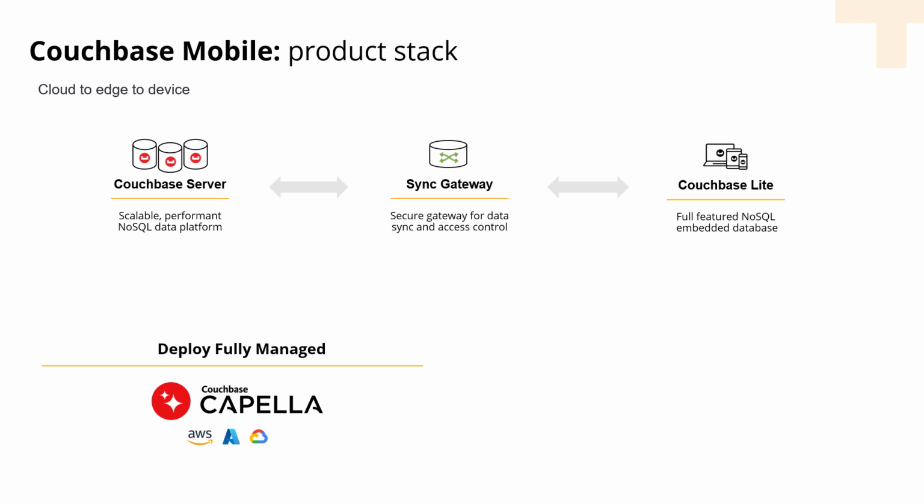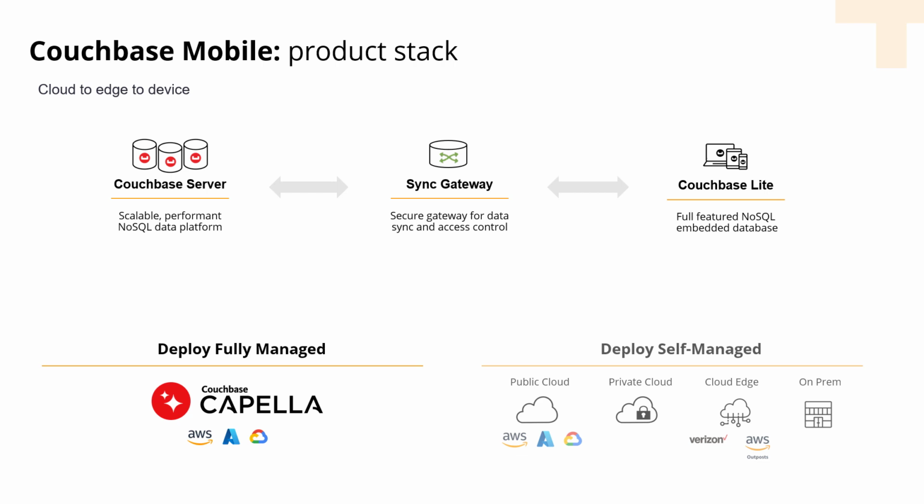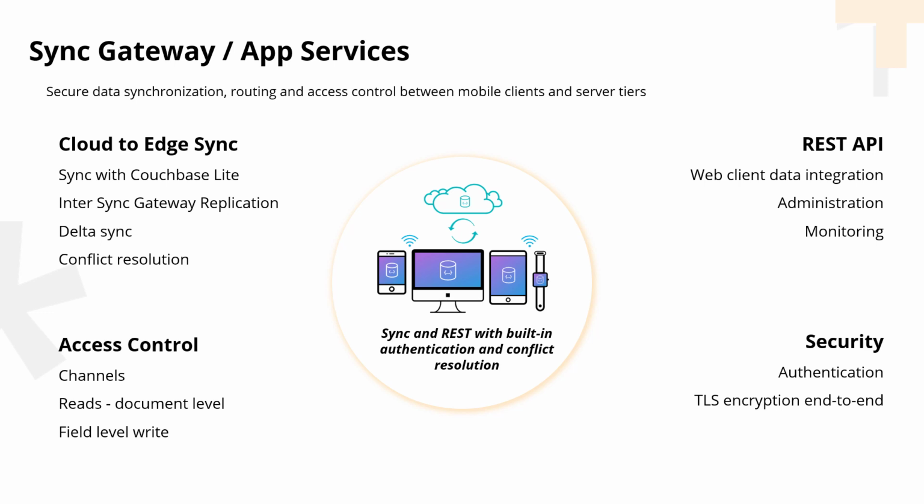These capabilities can be deployed two ways: fully managed with Couchbase Capella, or self-managed, where customers install Couchbase themselves on public or private clouds, on a cloud edge service, or on-premises. Sync Gateway is built specifically for synchronizing data and providing authorization and authentication for large-scale mobile and IoT applications.